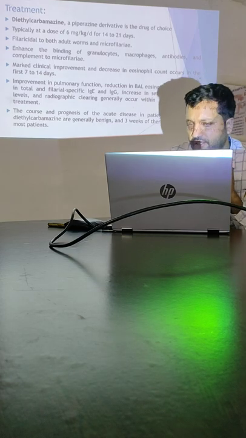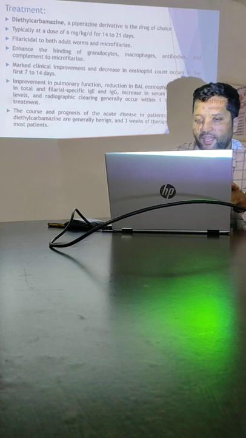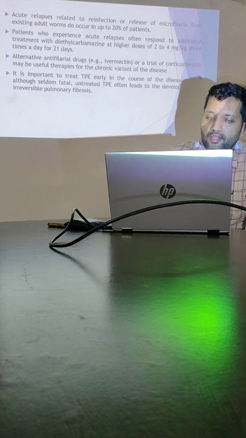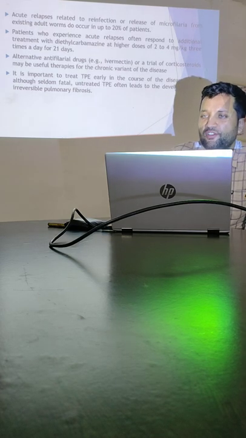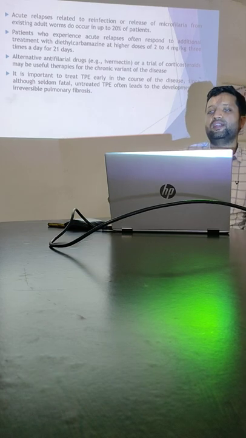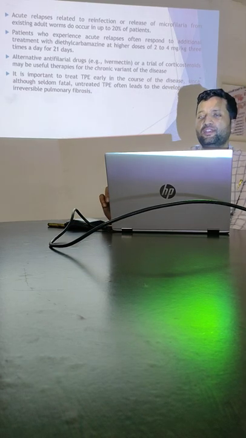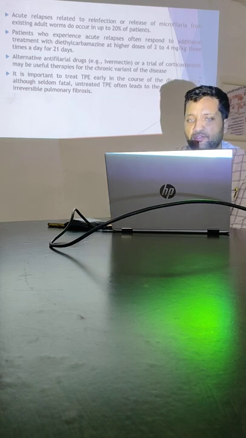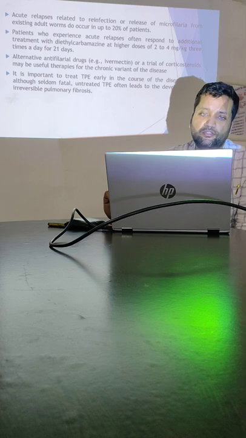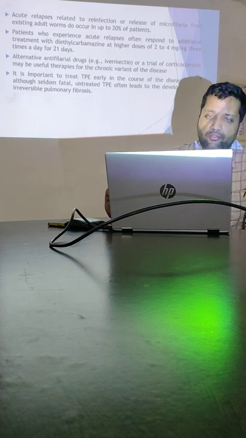The course and prognosis of the disease depend on the treatment. At present, a 2 to 3 week therapy is curative in most patients. Acute relapse, related to reinfection or release of microfilariae from the existing adult worms, occurs in up to 20% of patients. Patients who experience acute relapse often respond to additional treatment of diethylcarbamazine at a high dose of 2 to 4 mg per kg, 3 times a day for 28 days.